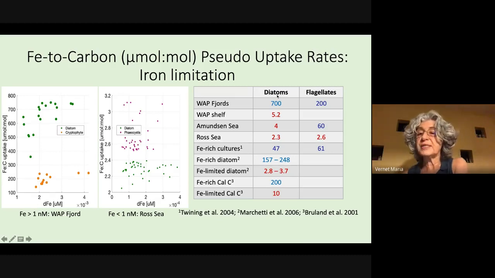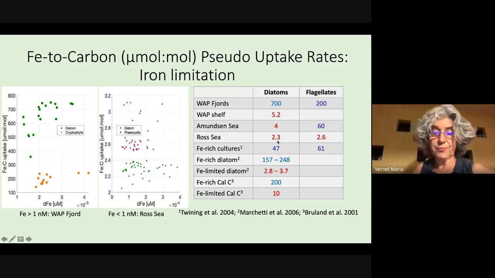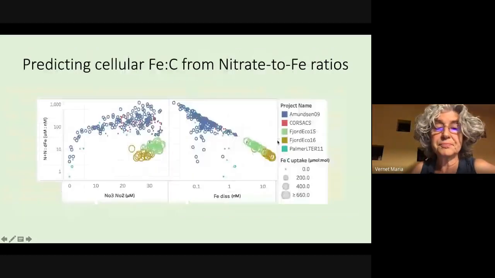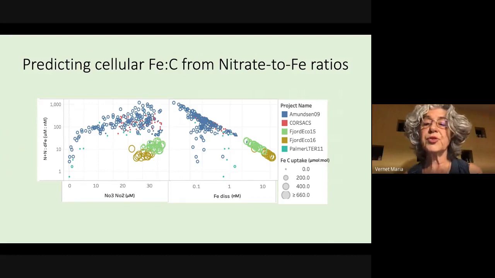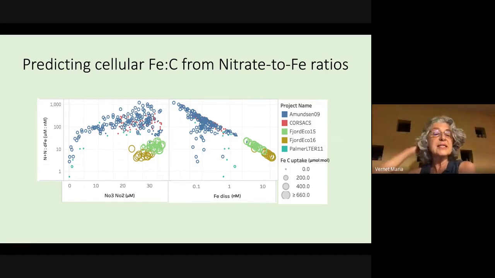So it could be some overestimation here of iron absorption, but even if it's half of it, it's much higher than in the rest of the other data sets. So now, putting both things together, the question is: can the nitrate-to-iron ratios predict the absorption of iron by phytoplankton? And we can see that it does.